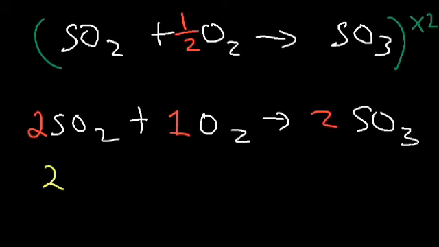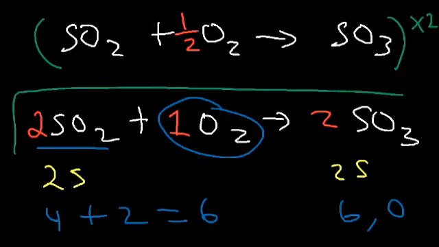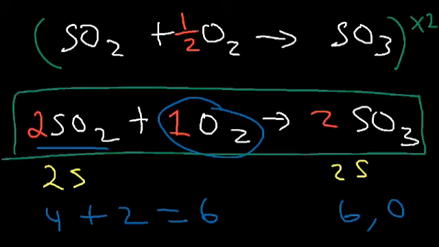So we have 2 sulfur atoms on both sides. On the right side, we have 6 oxygen atoms. 2 times 3 is 6. On the left side, we have 4 oxygen atoms from the 2 SO2 molecules, plus another 2 oxygen atoms, and so that adds 6. So we can see that we have the same number of oxygen atoms on both sides. So this is the answer. This is the balanced reaction.